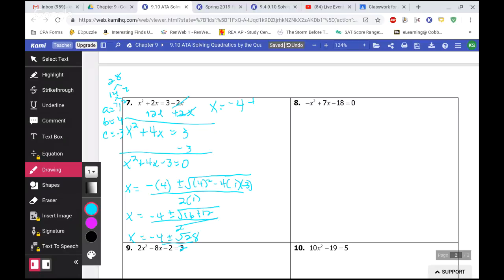Thank you. -4 plus or minus, and then pairs make squares. So the 2's come out and the 7 stays in. All over 2. So that's going to be -4 divided by 2, which is -2, plus or minus 2 divided by 2 is 1. So that's √7. So my final answer is -2 plus or minus √7.